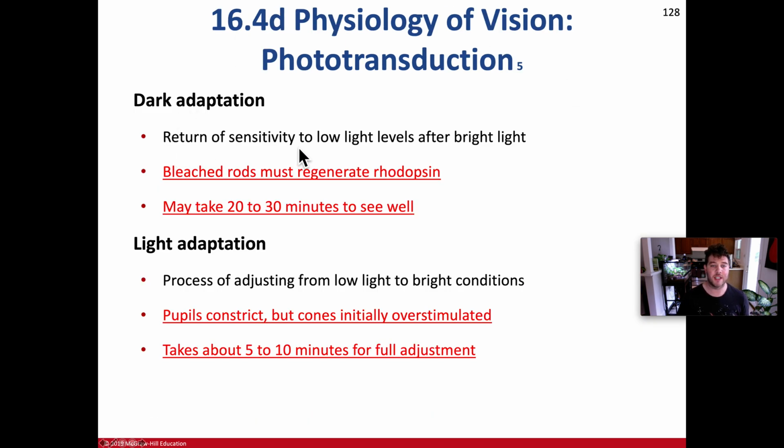So, dark adaptation. It's a return to sensitivity to low light levels after bright light. The bleached rods must regenerate rhodopsin, and it may take 20 to 30 minutes to see well after going back into the dark. Light adaptation is the process of adjusting from low light to bright conditions. When you go out into bright light, your pupils constrict. The cones are initially overstimulated, and it takes about 5 to 10 minutes for them to fully adjust to that bright light.